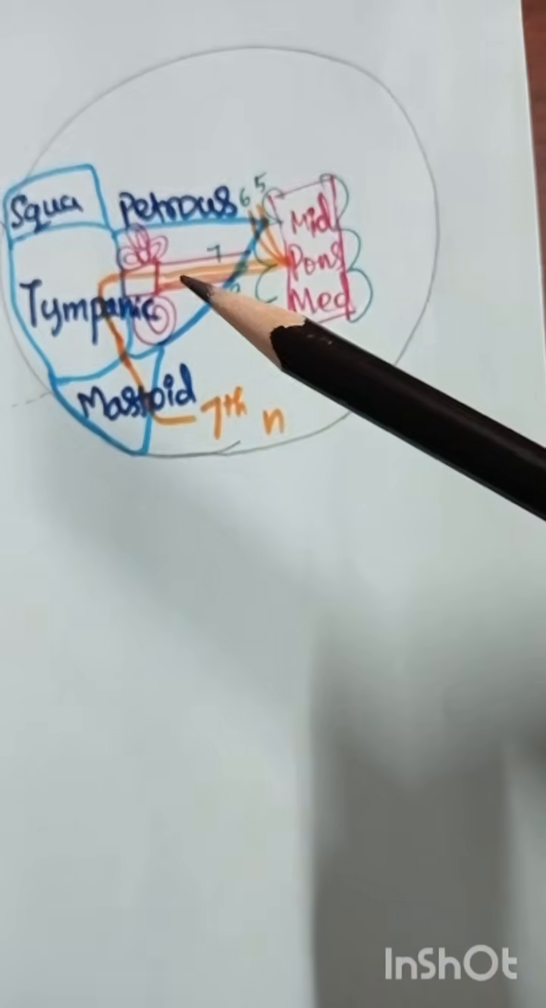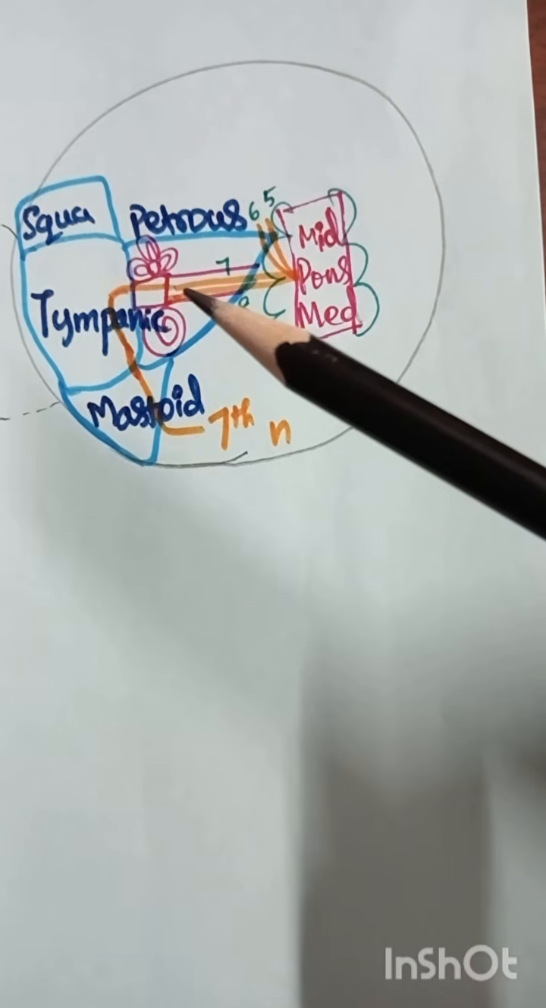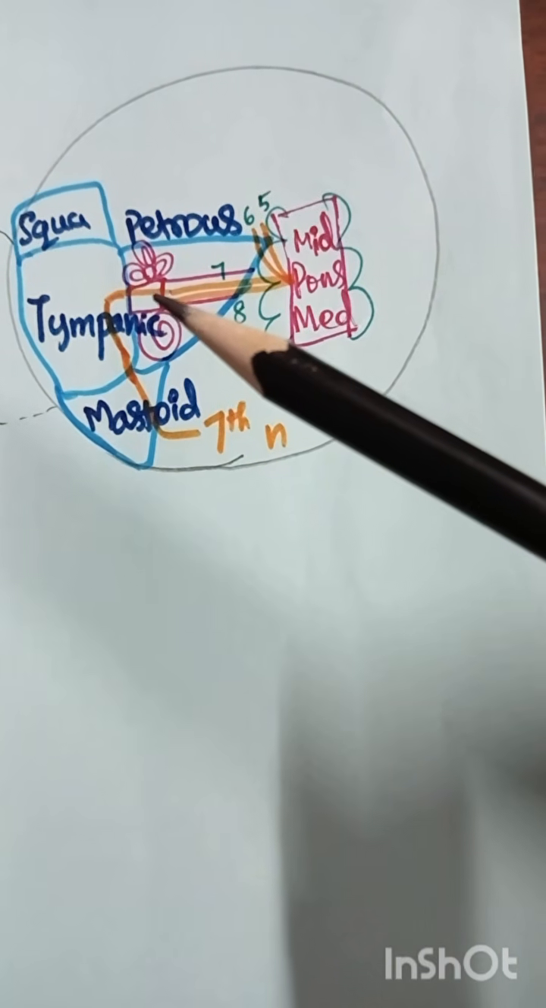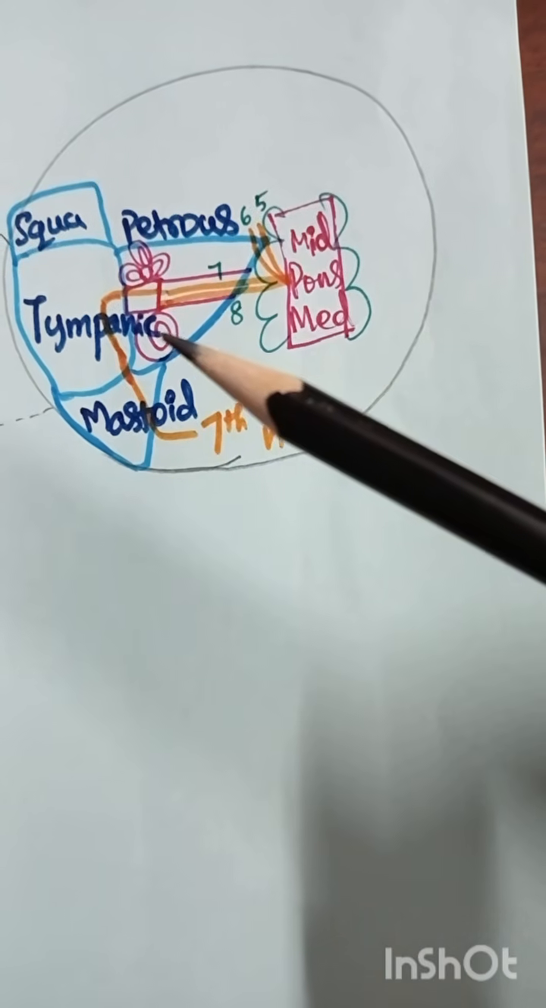In the petrous part of the temporal bone, we have this internal auditory canal, and the petrous part of the temporal bone also holds the inner ear: the vestibule, semicircular canal, and this cochlea.